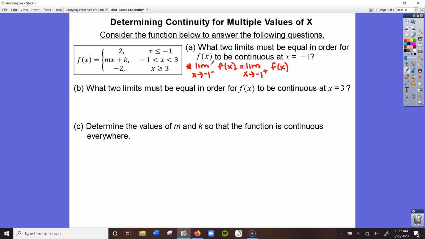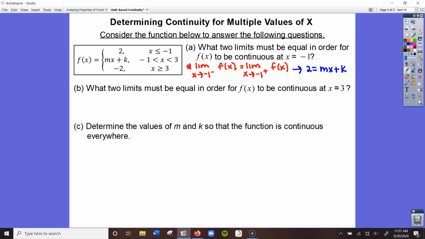I'm going to look at the left side of negative 1, which is right here. See, this is for when x is less than or equal to negative 1, and the function value is 2. So that's the left side, and it must equal the right side. Here in the middle, we have when x is greater than negative 1, so that is the right side of negative 1. So we make 2 equal to mx plus k. We're going to set that aside for now.